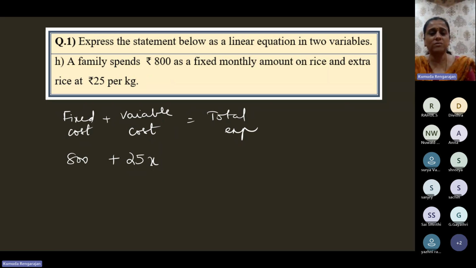So we assume that they buy x kgs extra. So the variable cost is 25 into x. Now when you add these two, it is the total expenditure on rice. How much is the total expenditure on rice? We don't know, so that is y. So you need to assume: let x be the extra quantity of rice purchased, and let the total expenditure on rice be y.